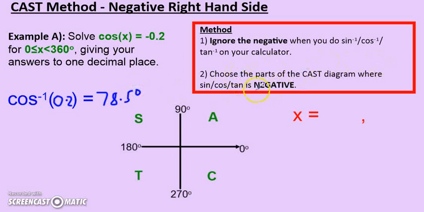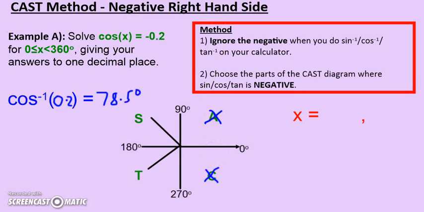Now we have to choose different parts of the CAST diagram because we want cos x to be negative, so we can't go where cos x is positive. So we cannot go in the C section. That wouldn't make any sense. This quadrant down here where cos is positive could never give us that value. Same thing goes for the place where all three are positive. So we're ending up in the other parts of the CAST diagram, but that's fine. We're just going to carry on normally. So instead of using A and C, we're going to use S and T, the other two.